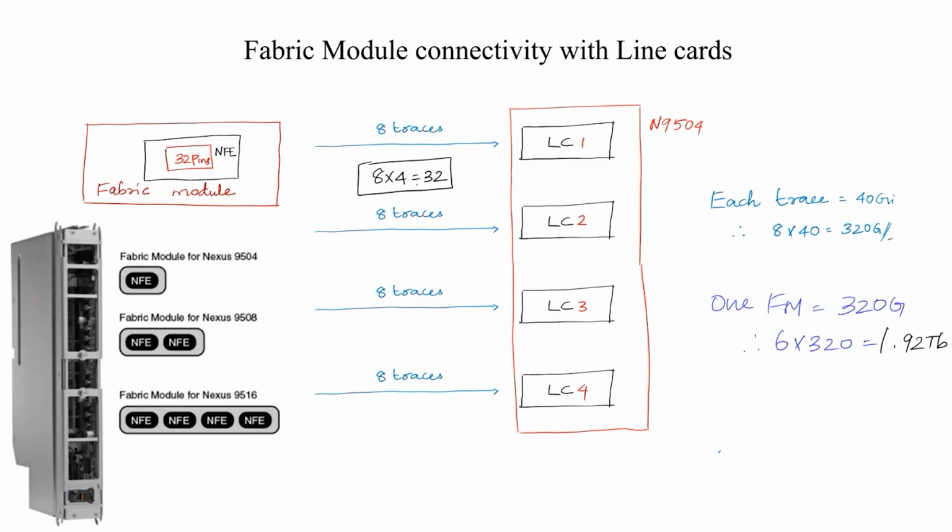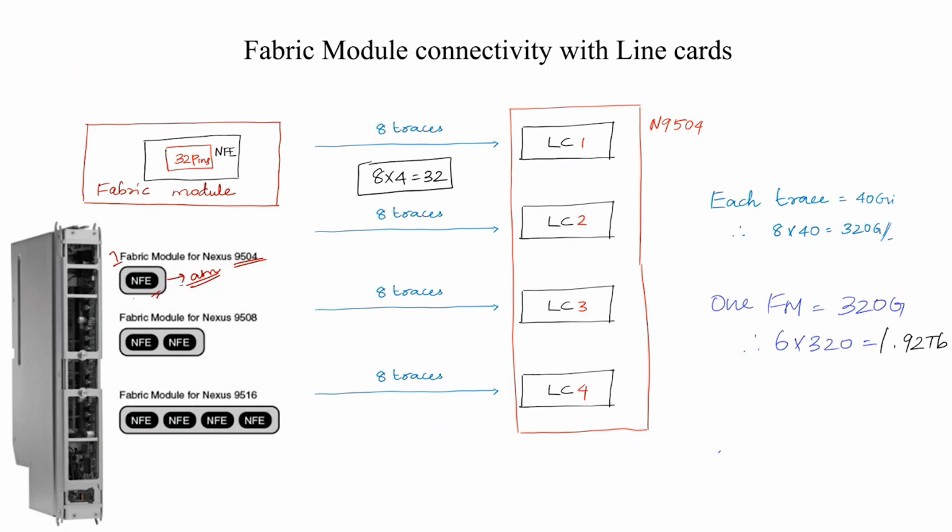You come here. So I mentioned that every fabric module has the ASIC. The NFE is a network forwarding engine, which is the ASIC. In our case, it is a Broadcom ASIC. There will be only one ASIC for the 9504. Okay, for one fabric module. One fabric module for Nexus 9504 will have that one ASIC chip.